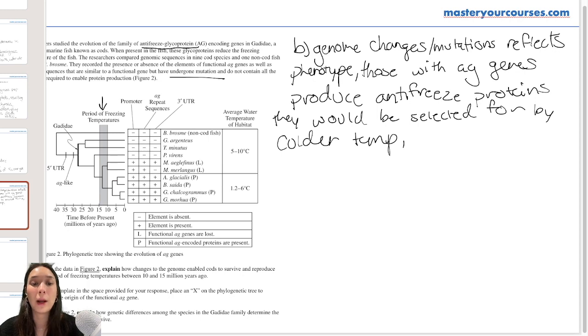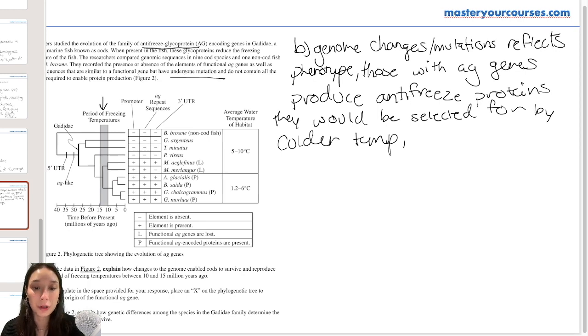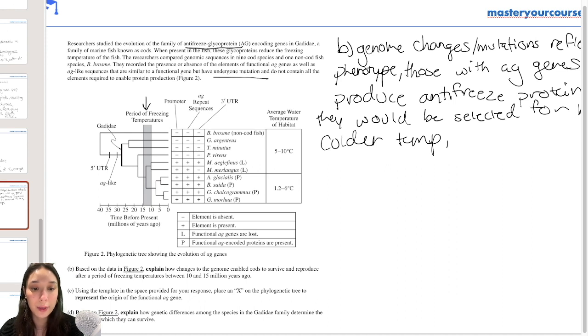And then you would also probably have to indicate that it would be vice versa. So reproduce after, explain how the changes to the genome enables cods to survive and reproduce after a period of freezing temperatures. Okay, so actually you wouldn't, because they're really just referring to the ones that survived after this. These ones over here did not have the antifreeze proteins, you can see, because these ones are missing all of the elements of the gene, and then these ones mutated to be non-functional. So everything within this 5 to 10 degrees average water temperature do not make those glycoproteins, therefore they're not equipped, or they're not fit to live at 1.2 to 2 degrees Celsius.